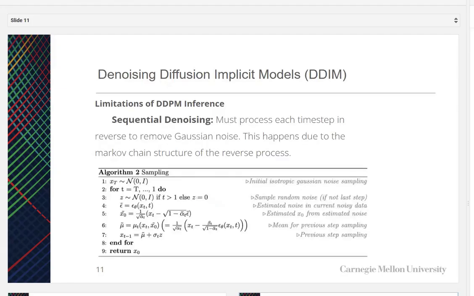So what are denoising diffusion implicit models? There are some limitations in DDPM inference. Actually, DDPM inference follows a sequential denoising, so it must process each time step in reverse to remove the Gaussian noise. And this happens due to the nature of the Markov chain of the reverse process.